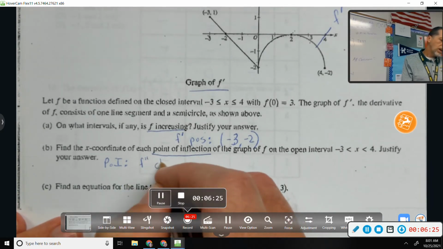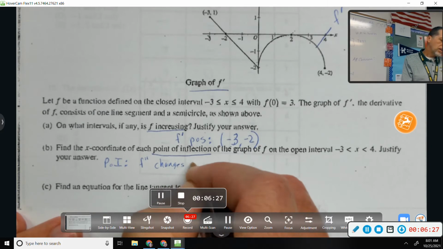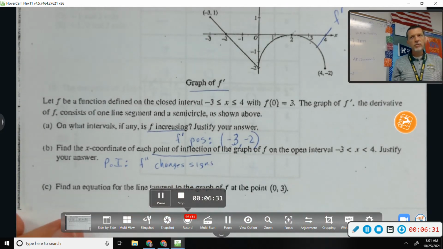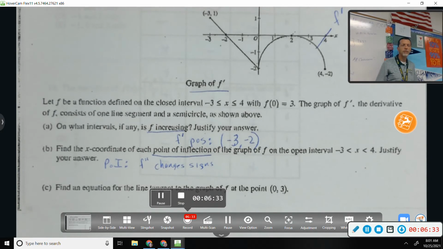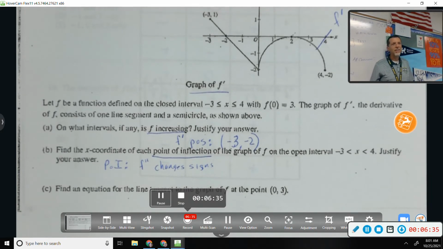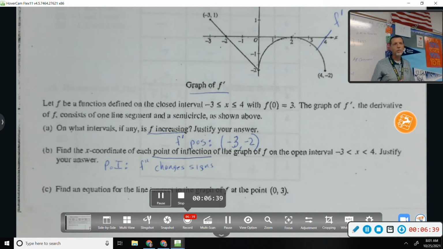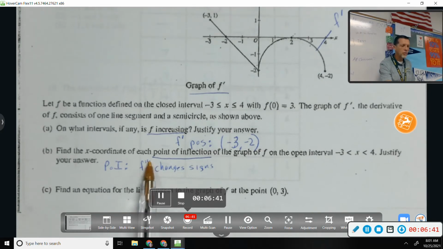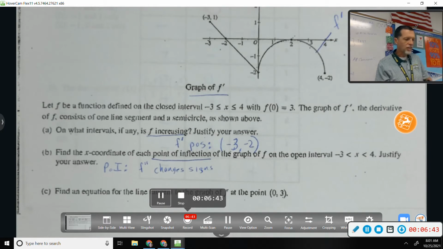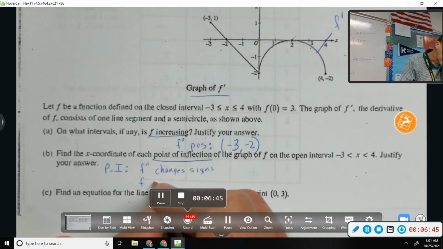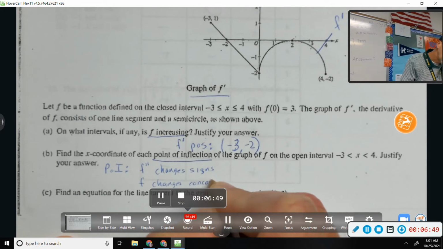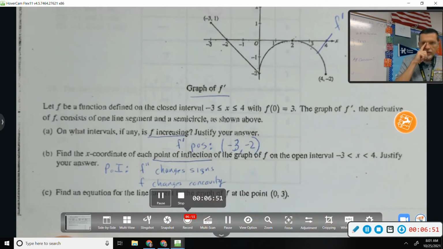So when f double prime changes signs. Not when f double prime changes concavity, because that would be like a fourth derivative, right? The concavity of f double prime would be f quadruple prime. But when f double prime changes signs, that does mean f changes concavity. Then we have a point of inflection.